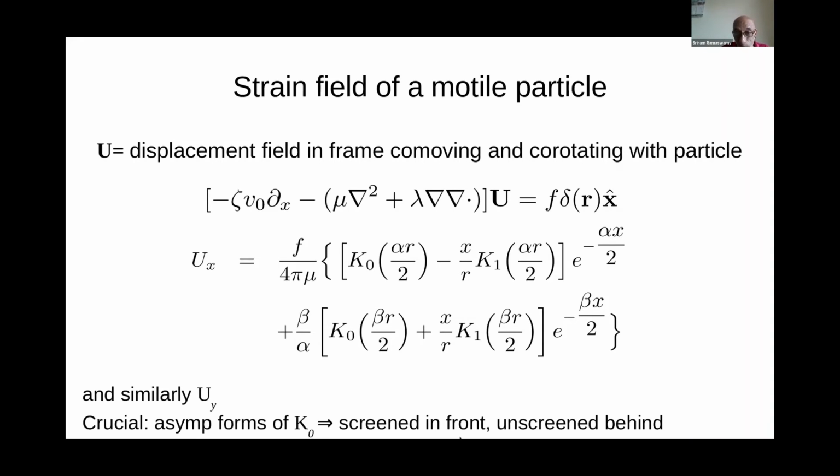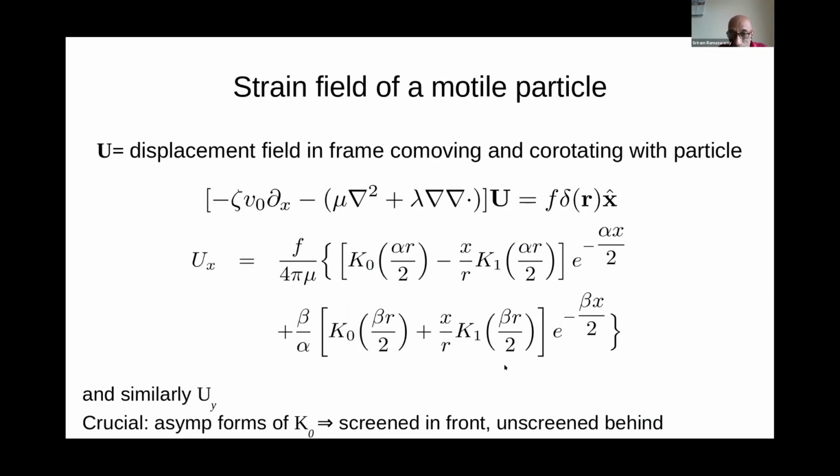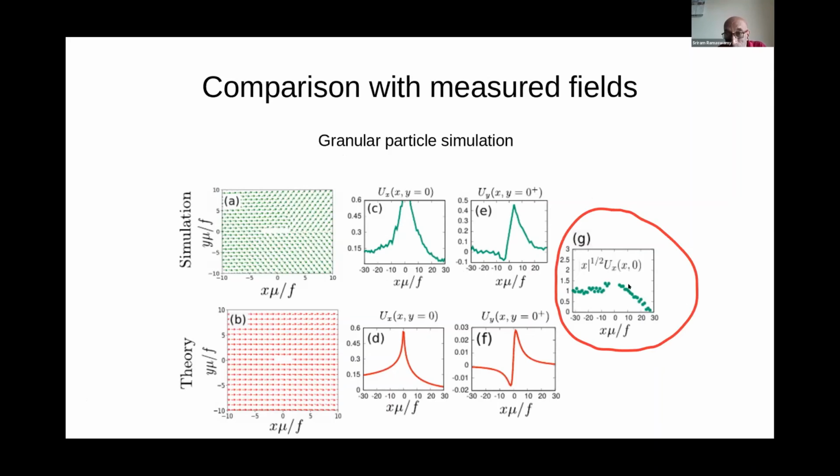This mathematical form, highly screened in front, unscreened behind, has an amazing consequence. First of all, it's a prediction of our theory. You can measure it in the experiments or in the particulate simulations, which are like experiments. We predicted that it decays as x to the minus half behind and exponentially in front. So we took the measured displacement field and multiplied it by x to the half, and you find that behind it's dead flat, which means it was x to the minus half, and in front it's highly screened.